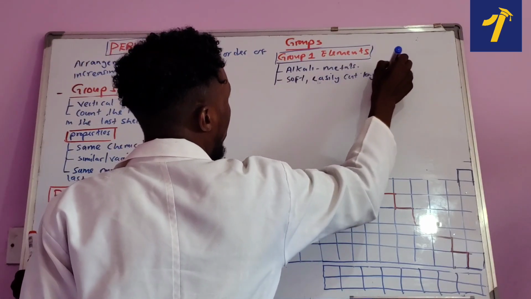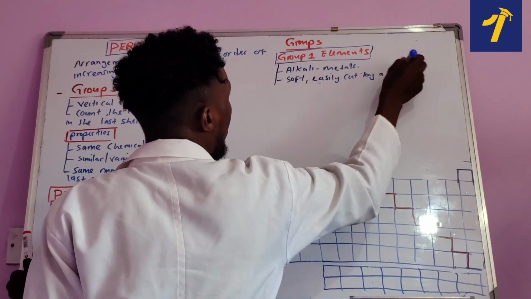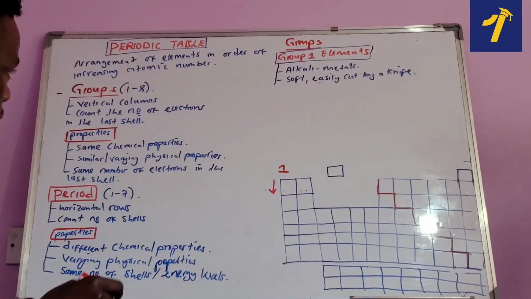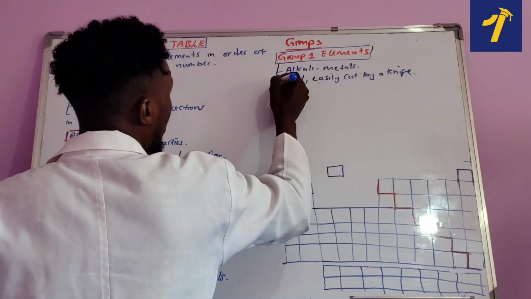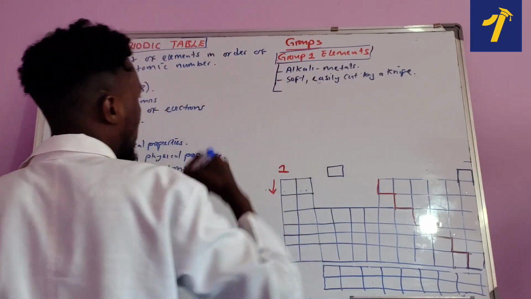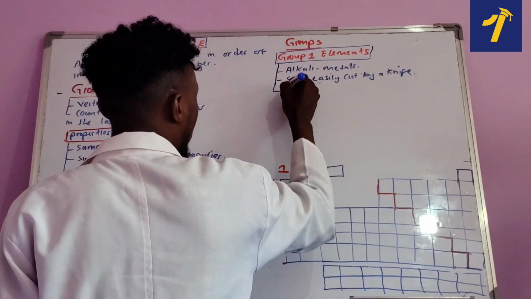By a knife. They are very, very soft. Okay, these are very, very soft. Okay, then the next important thing that you need to understand about the group 1 elements is that they are very reactive.